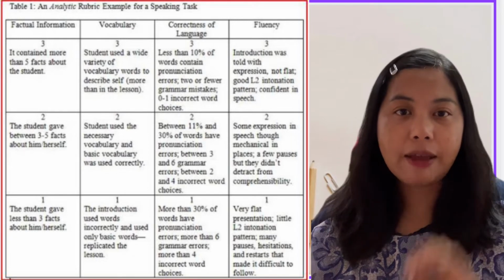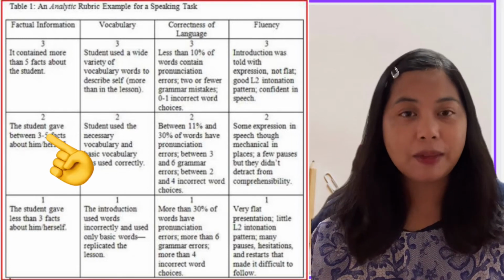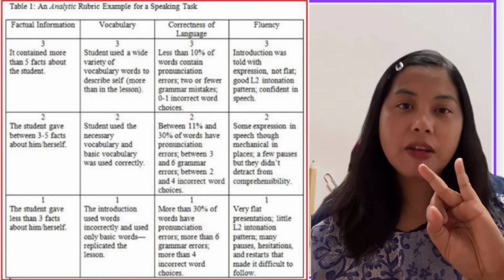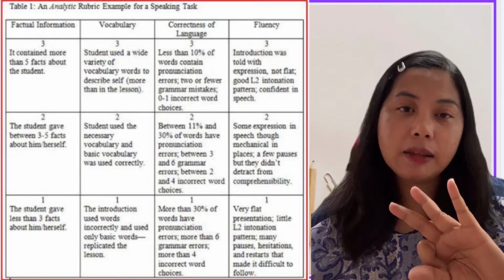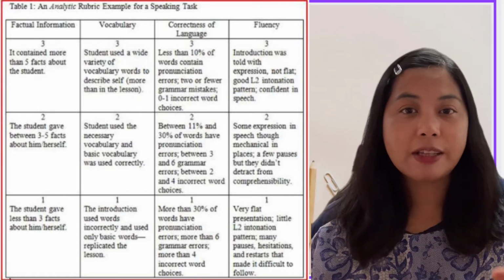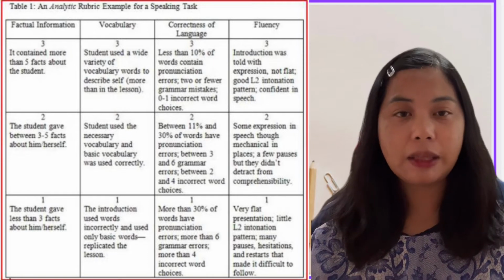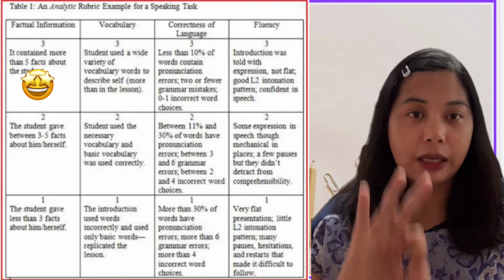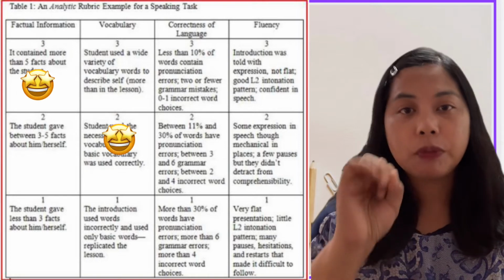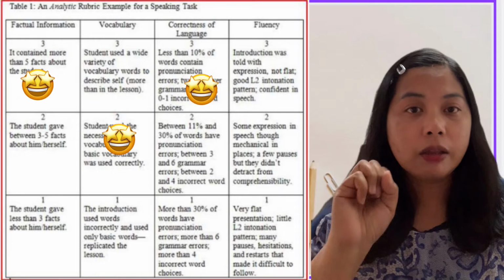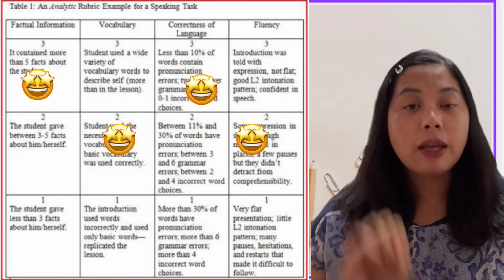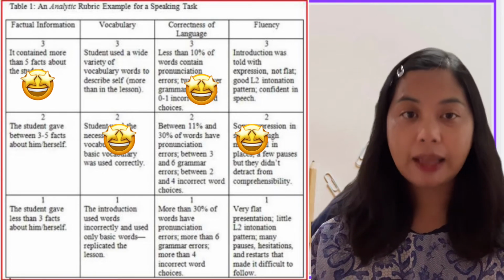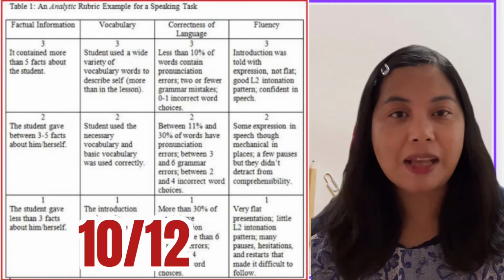There are three levels, 1, 2, and 3. These are the criteria: factual information, vocabulary, correctness of language, and fluency. And there are descriptors in every criteria at different levels. So, if a learner gets a score of 3 in factual information, 2 in vocabulary, 3 in correctness of language, and 2 in fluency, then the total score garnered is 10 out of 12 highest possible score.